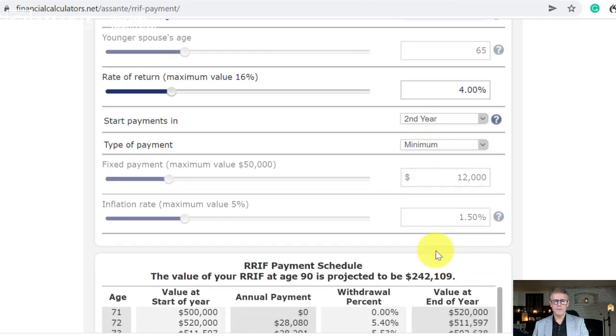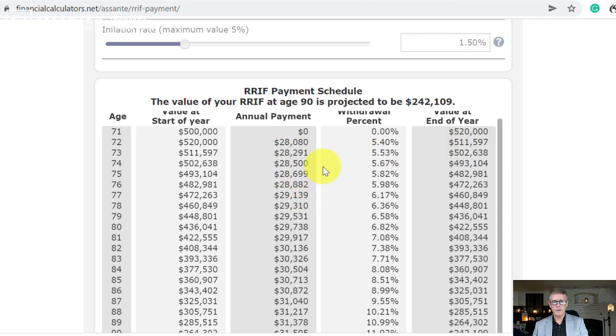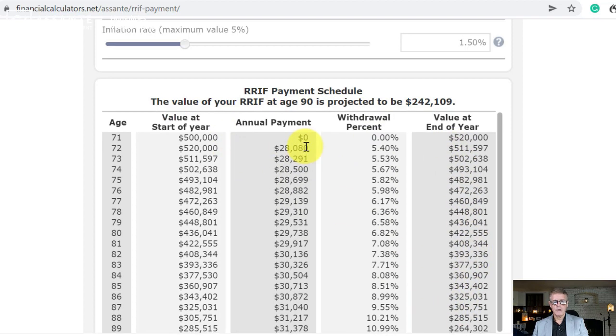Okay, so when we take a look at the calculator, the value of the account, here it is $500,000, and our first payment comes out at age 72, and the annual payment will be $28,080. The withdrawal percentage is 5.4%. So the calculator will give you all that information. And then the ending value of the account after that year. So it's showing you the payments every single year in this page, and the percentage coming out, and the ending value each year. So keep in mind that minimum payment was $28,080.